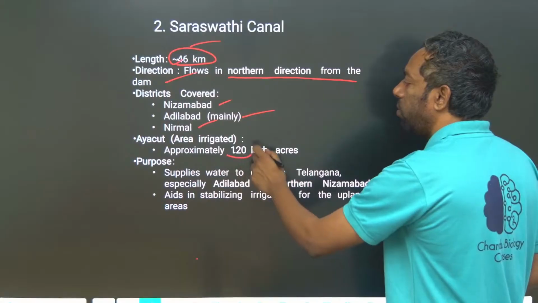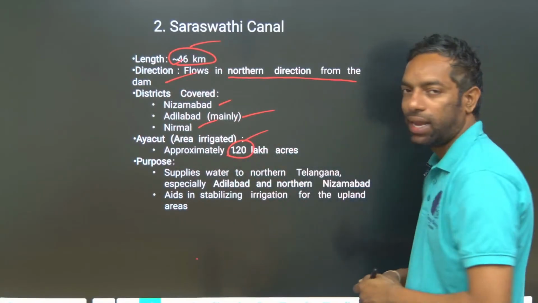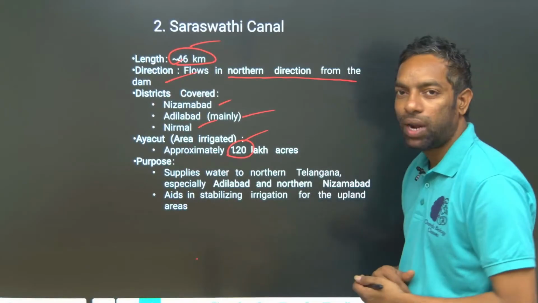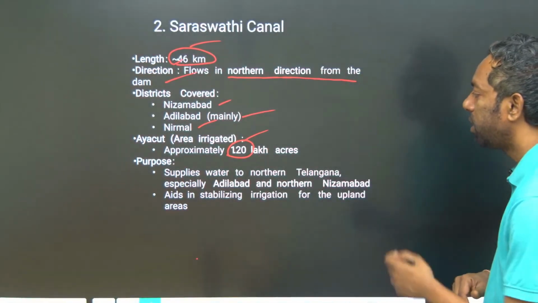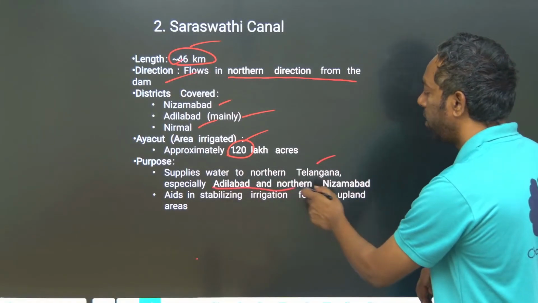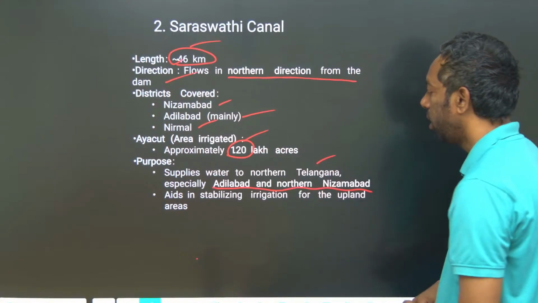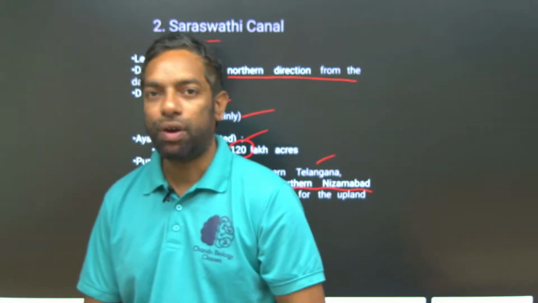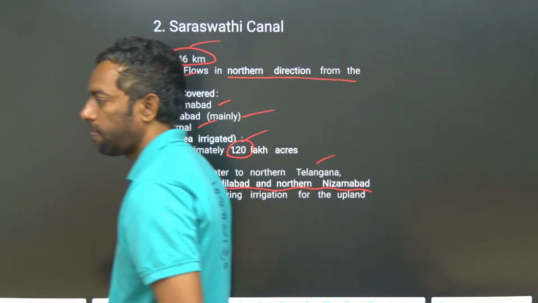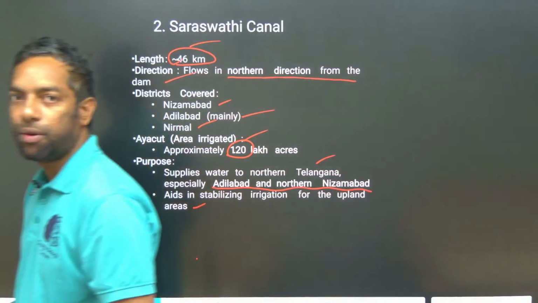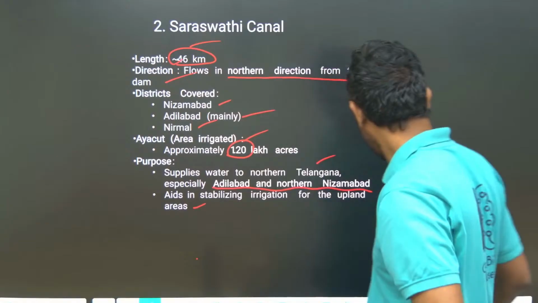The ayakat is 1.2 lakh acres, out of 5.9 lakh acres. This is 1.2 lakh acres. It supplies water to North Telangana, especially Adilabad and Nizamabad; they carry the water forward. I hope you guys understand this.